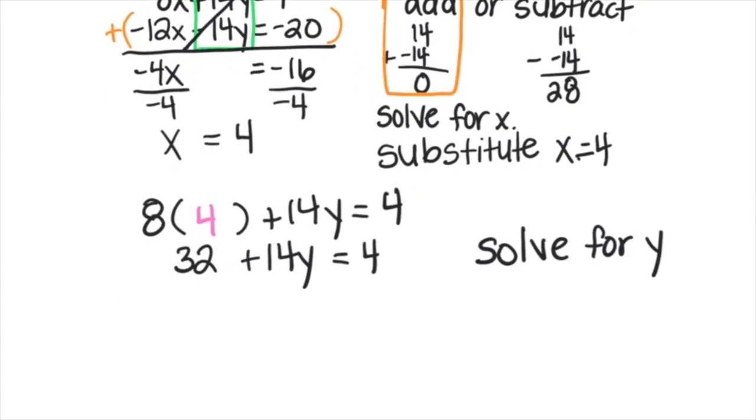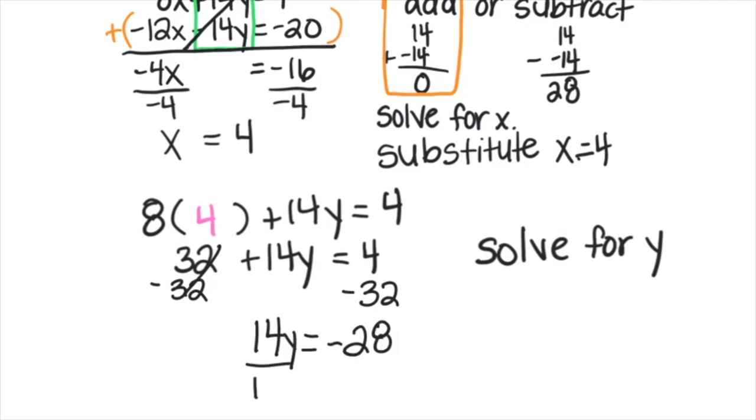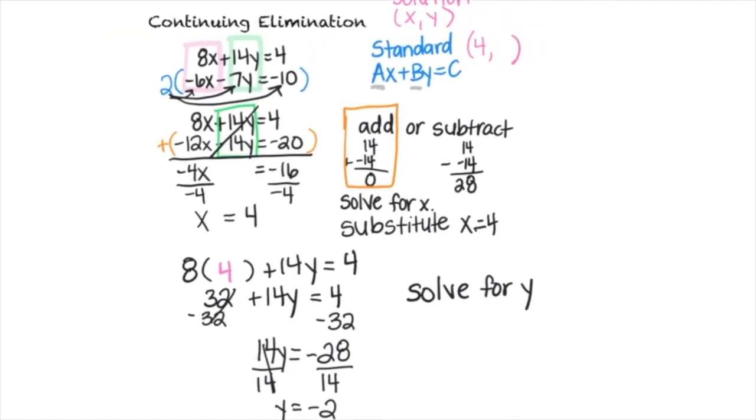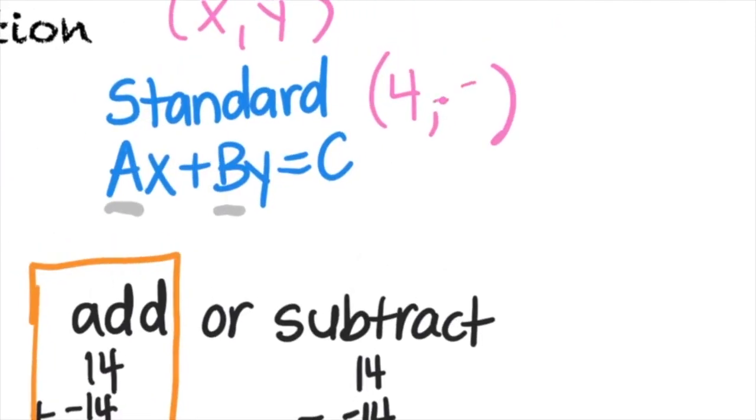Okay, so I'm going to subtract 32. So 14y is now going to equal negative 28. Divide by 14, and y equals negative 2. So my solution for this problem is 4, negative 2.